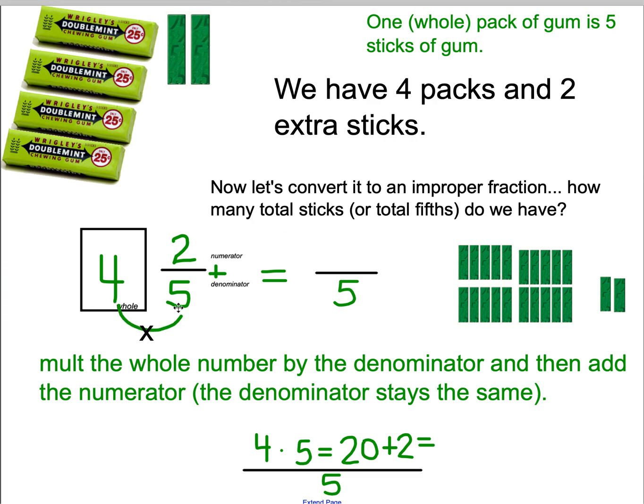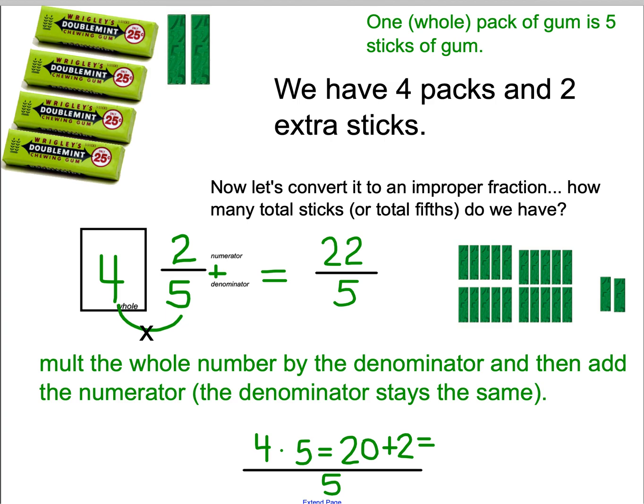4 times 5 is 20. So we have 20 packs of gum. 20. And we also have 2 more sticks. So 4 times 5 is 20, plus the extra 2 will get us how many fifths? If you said 22 sticks, that's right. So we multiply and we add, and we keep it over the denominator that stayed the same.